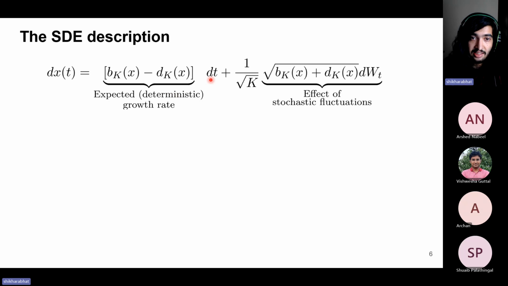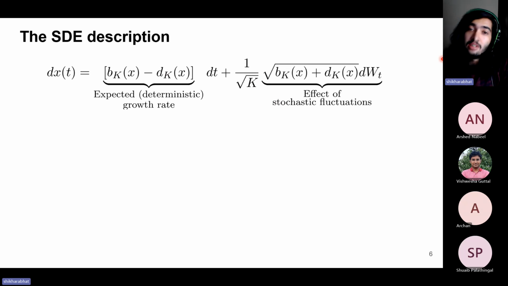It said that there is a deterministic dt term that captures the growth rate, the difference between the birth and death rates of the population. But there is also a stochastic term for finite populations that scales inversely with the square root of carrying capacity and is proportional to the sum of the birth and death rates. We also mentioned that this first term, b minus d, controls the mean or expected behavior, and this b plus d over k is the variance in the change in density.